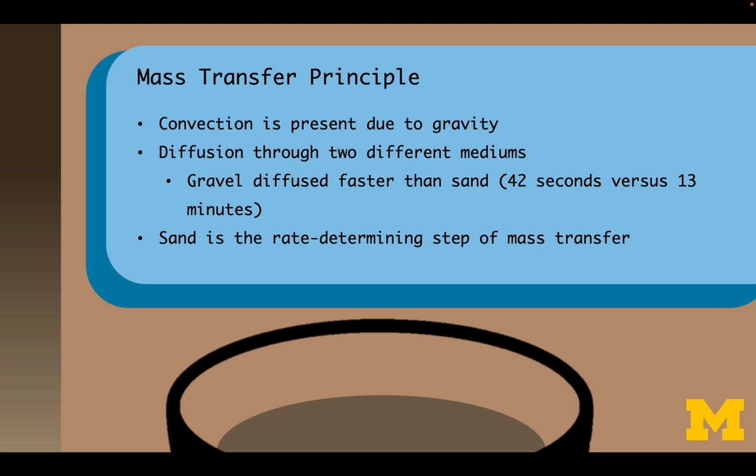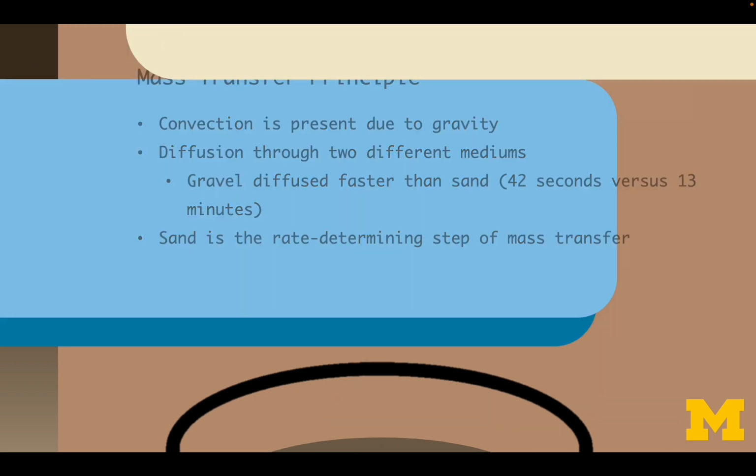This allows us to say our sand layer is the defining step for mass transfer to occur because it is our slowest step of the process.